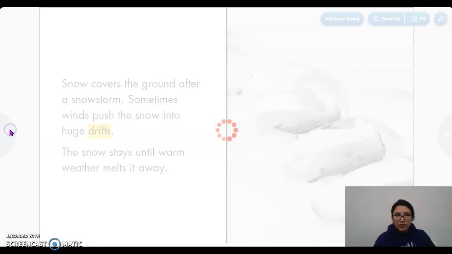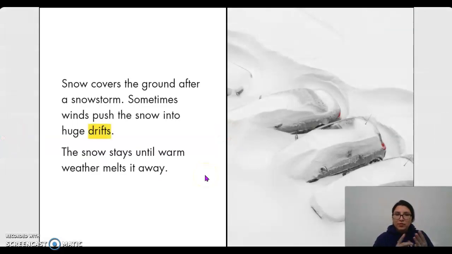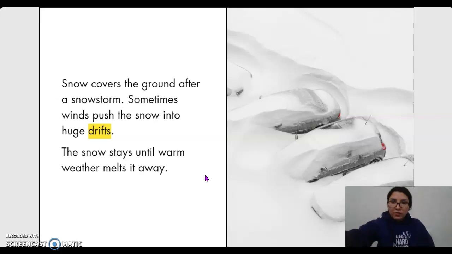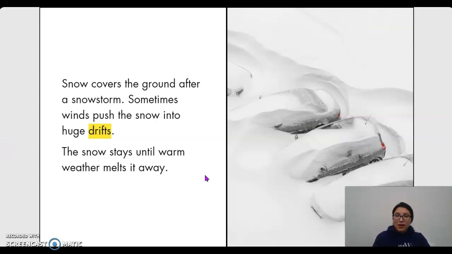Okay, so just by looking at the pictures, reading the title, and reading words that were repeated over and over again, what is the central idea of this story? Give me a moment to think about it. Okay, the central idea of this story was snow. So what did the author want us, the reader, to take away from the story, Weather, Snow?